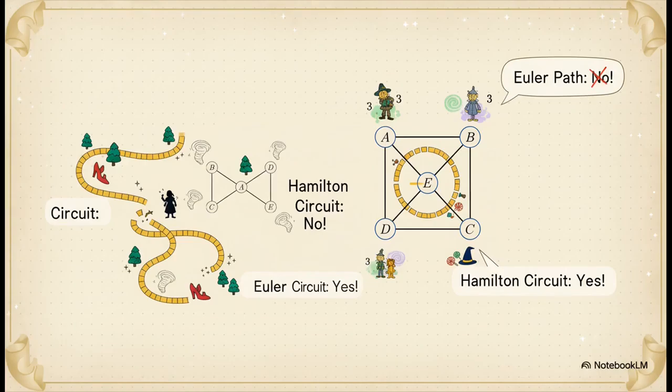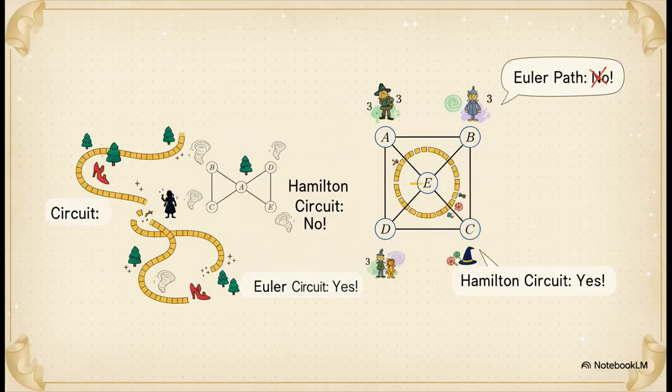On the left, we have our figure 8 graph. Now, we already proved it has an Euler circuit because all the degrees are even. But does it have a Hamilton circuit? No way. Because to visit the towns on the left and the towns on the right, you'd be forced to pass through that center vertex A twice. So having an Euler circuit absolutely does not guarantee a Hamilton circuit.